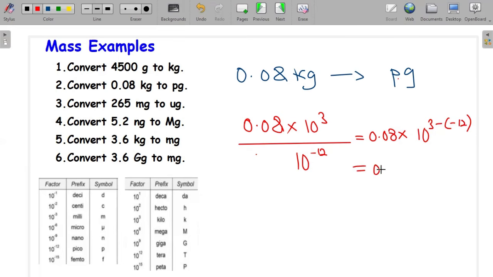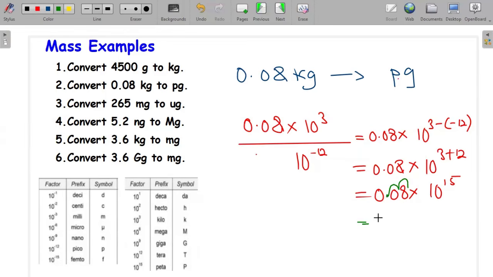So this will just be 0.08 multiplied by 10 to the power 3 plus 12, so that we have 0.08 times 10 to the power what? 3 plus 12, that would be 15. And then I can put this in scientific notation. You can see that this number is less than 1. So I have to move this decimal place such that I have a number which is greater than 1 but less than 10. So the point is there. So I'll move it 1, 2.